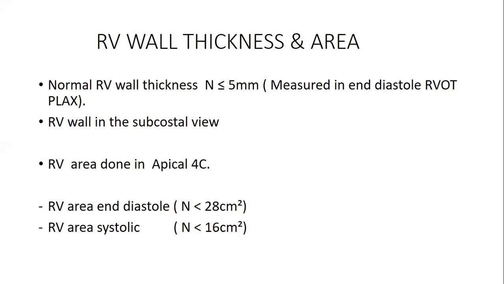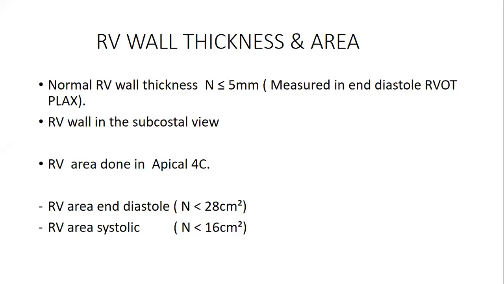You also have to make sure that you quantify all the parameters as per standard, and in the recommended view, so that you get the correct measurement. When measuring the right ventricle wall thickness, normal should be less than or equal to 5 millimeters, measured in end diastole on the RVOT, or you can also use the parasternal long axis. The question is, where do you measure and at what level? The subcostal view, I'll show you the image.